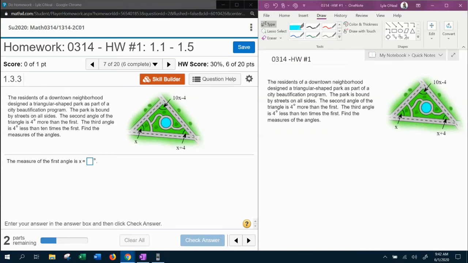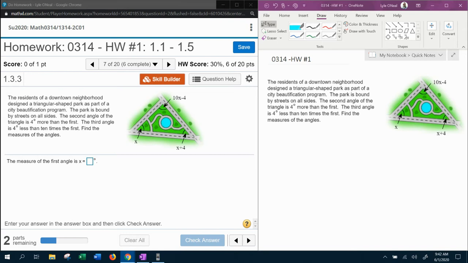All right, here we go. Question number 7 from our 0314 homework number 1 in MyLab Math. We have a bit of a word problem. It says the residents of a downtown neighborhood designed a triangular shaped park as part of a city beautification program. The park is bound by streets on all 3 sides. That doesn't necessarily sound safe. Anyway, the second angle of the triangle is 4 degrees more than the first. The third angle is 4 degrees less than 10 times the first. Find the measures of the angles.